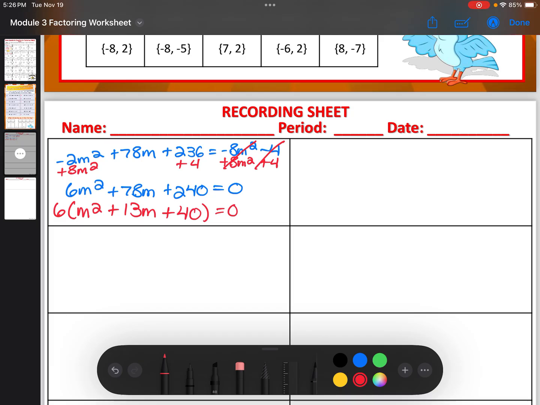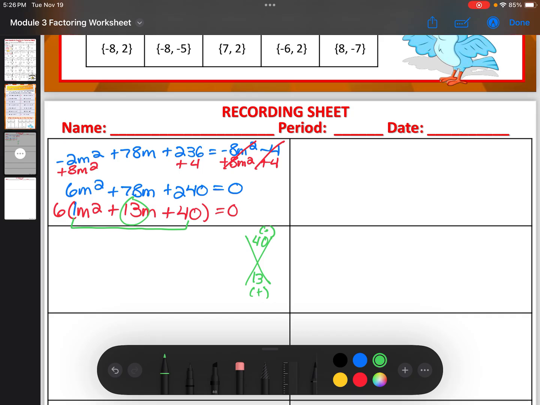So I factored out the greatest common factor. Then you factor as normal. So we have factors of A times C. So let me do a different color here. Let's do green. So factors of 1 times 40. So factors that multiply to 40. And remember, we want to add to be 13.